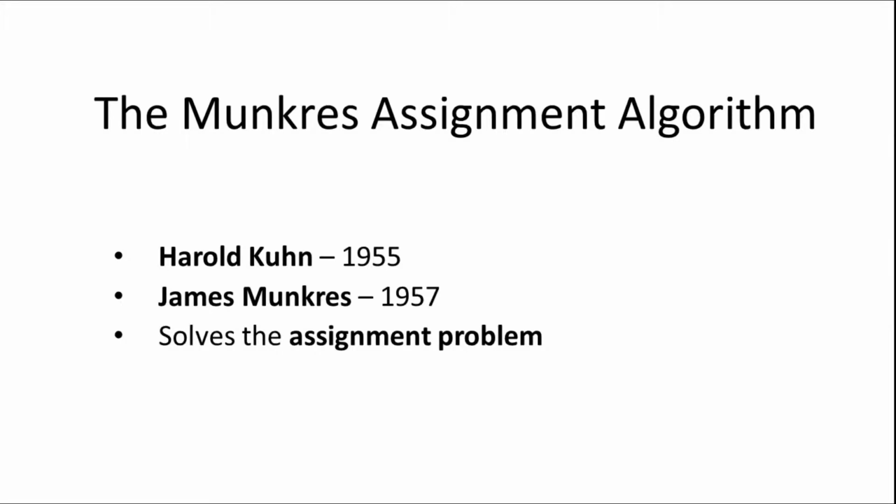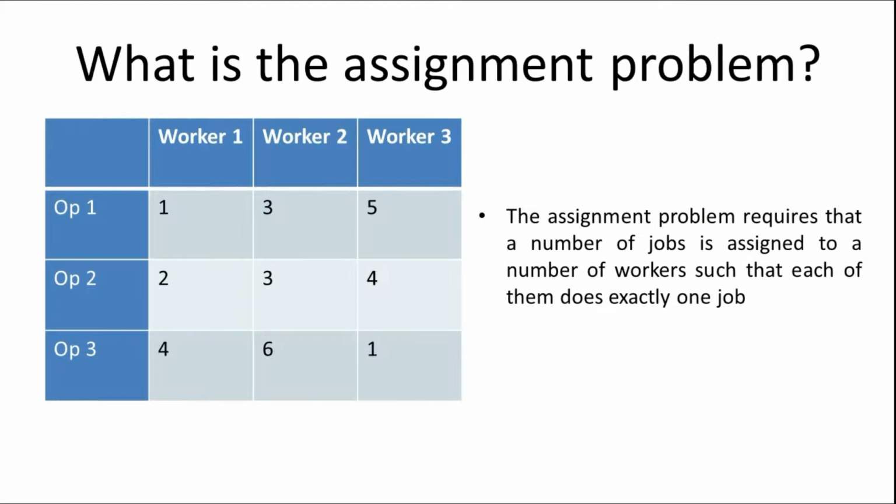We are going to present you the Munkres assignment algorithm. It was developed by Harold Kuhn in 1955 and then reviewed by James Munkres in 1957. It attempts to solve the assignment problem. But what is the assignment problem, you might ask?